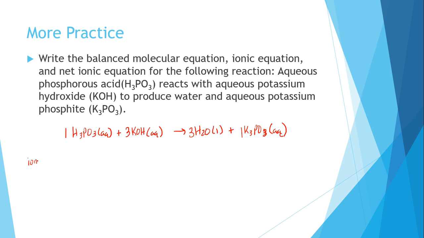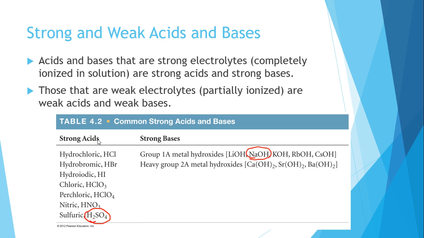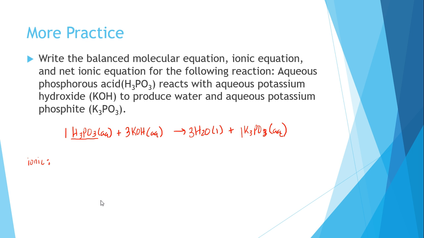From there, I can write my ionic. Here's where I wanted to do this example. I have an aqueous, so a lot of people will think you need to split this one apart. But notice H3PO3 is not a strong acid. So we cannot actually split that apart because it does not fall in this category. So H3PO3 does not split apart into its ions. It stays as AQ.